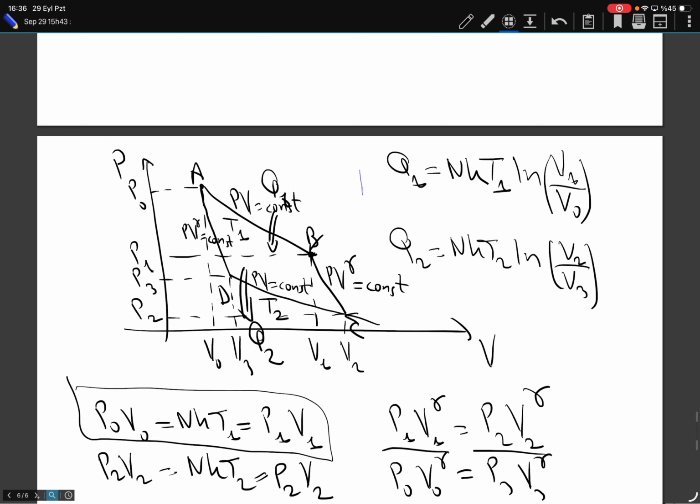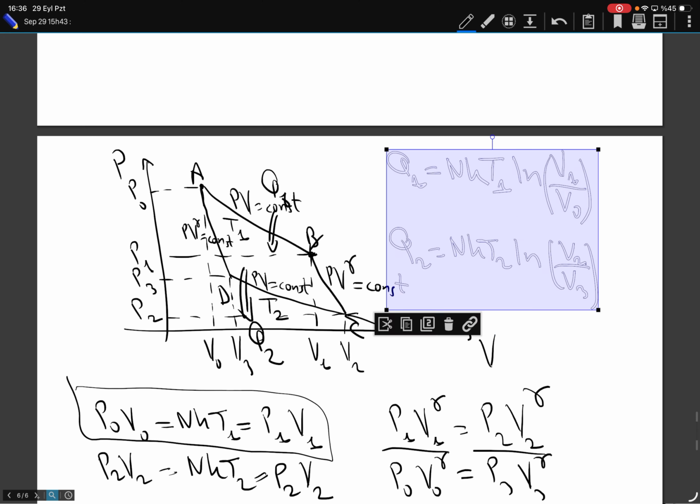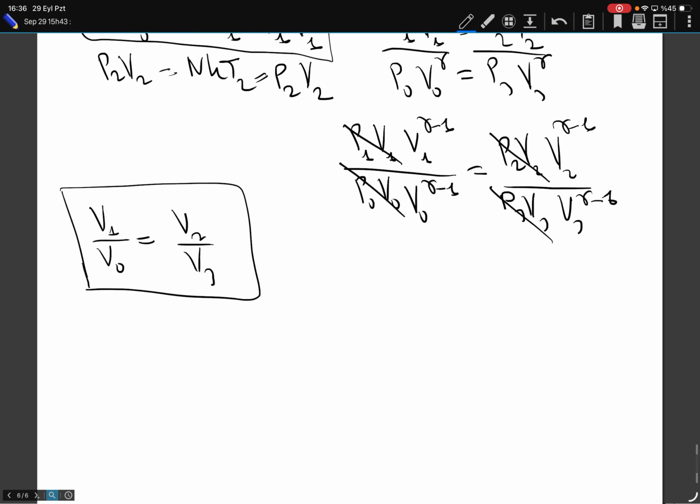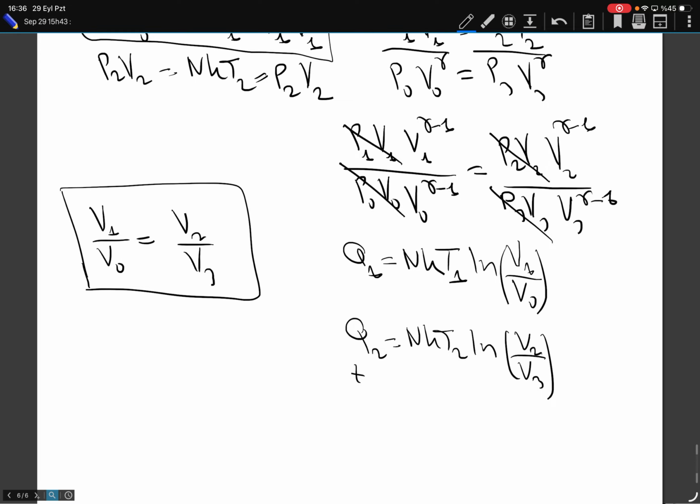Well, now we have an interesting result though. Isn't it V3 over V2 in the second one? The final volume is V3, right? Yes. But you see, minus Q2 is the heat given to the system. So minus Q2 will be nKT2 times the logarithm of the final volume over the initial volume. I just moved that minus sign to the other side.